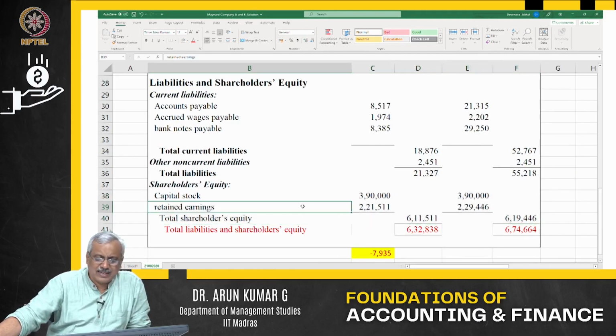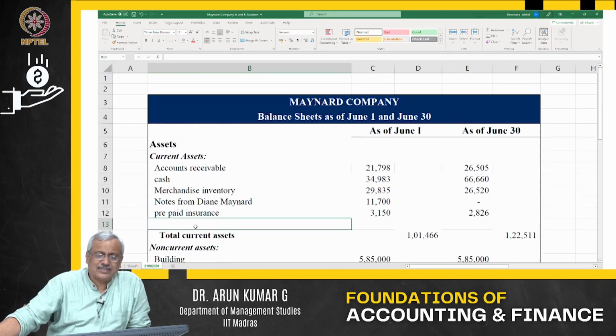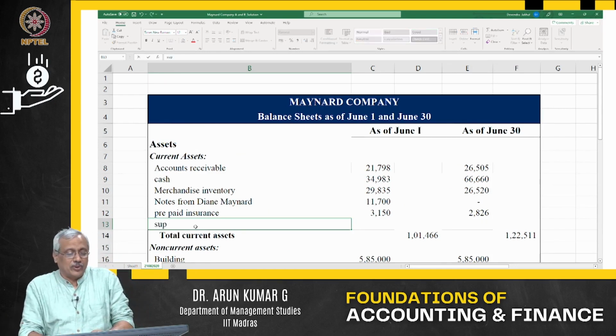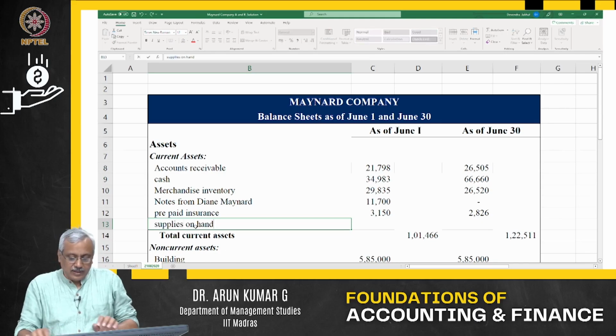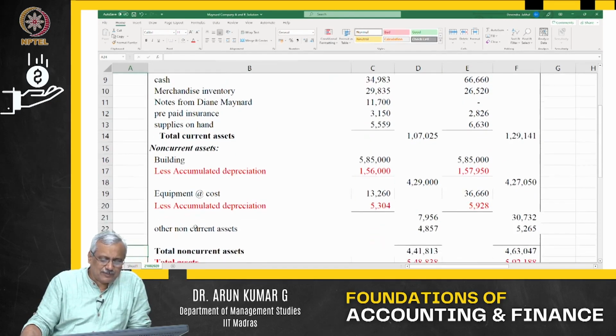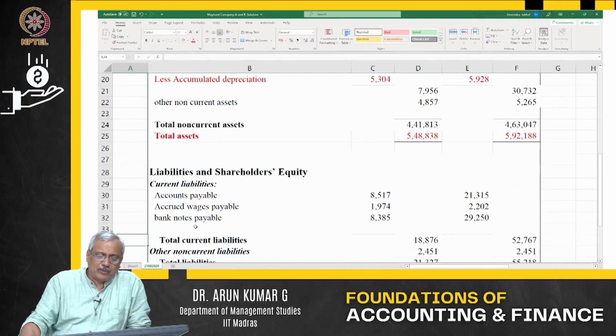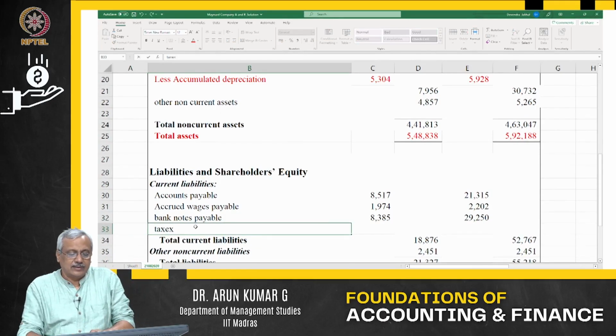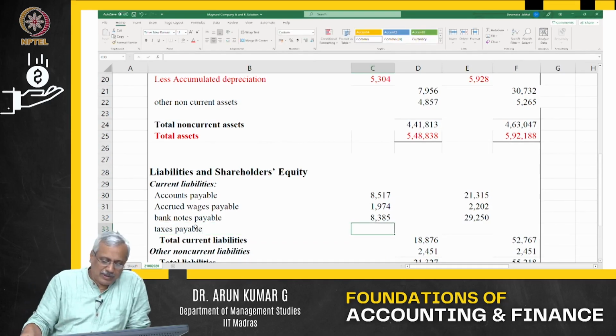Last two items, supplies on hand. Supplies on hand is always a current asset for you. Supplies, may be some lubricants, some things, it is your own, something which you own. What is the amount of supplies on hand? 5559 and then 6630. Then you have taxes payable. Taxes payable, what is it? Payable, it is a current liability. Taxes payable is nothing but a current liability of 5700 and 7224.